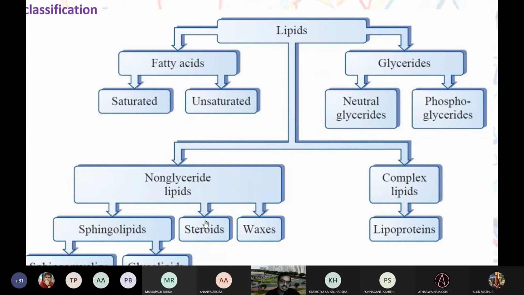Okay, we have steroids, we have waxes. Waxes, you can have very, very long chain alcohol attached to your fatty acids. That makes a wax. Where do you see wax? Your ear wax is a wax, of course. Bee wax is a wax.